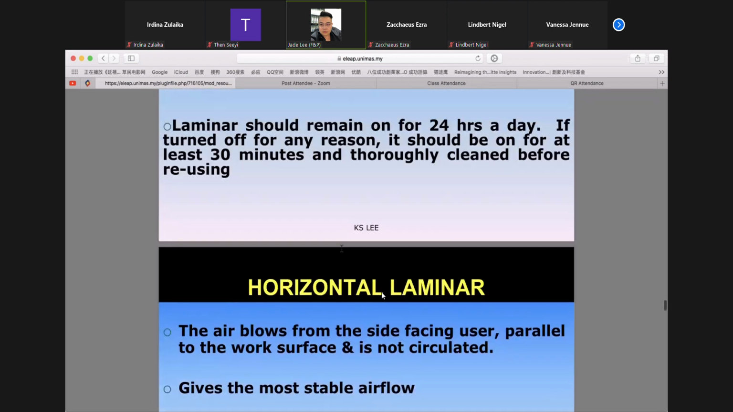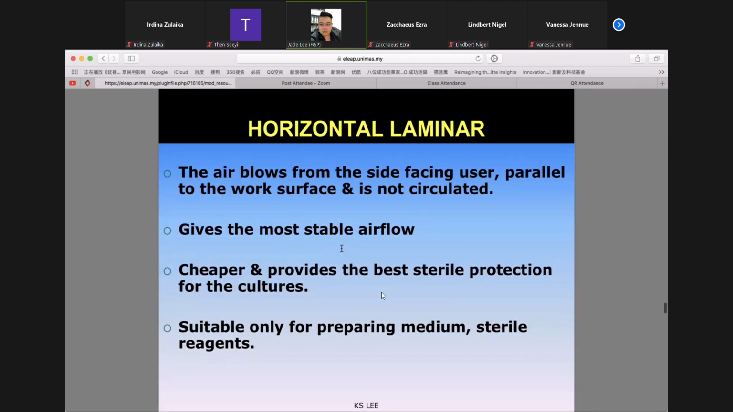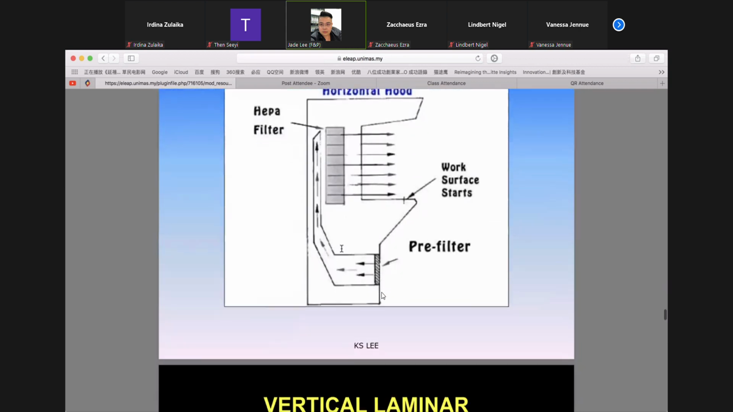So there are two types of laminar flow hood. One is the horizontal laminar flow hood. The other type is the vertical laminar flow hood. For the horizontal laminar flow hood, the air blows from the side, facing the user and parallel to the work surface, but it is not circulated. So of course, it gives more stable airflow. It's cheaper and provides the best protection for the culture. However, only for preparation of media and soil agent.